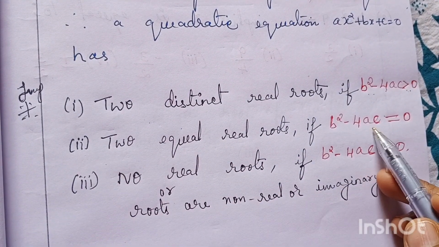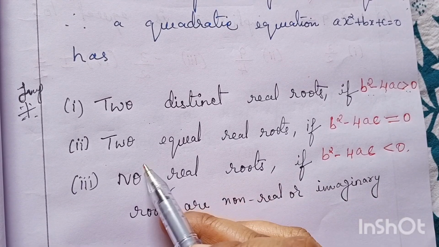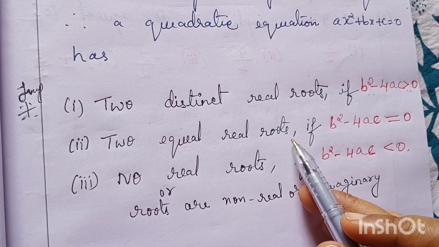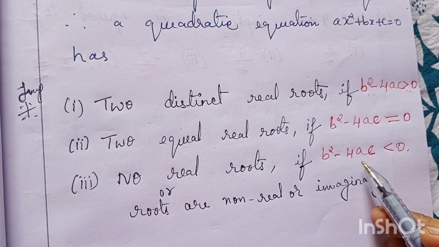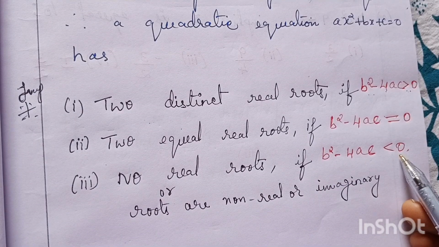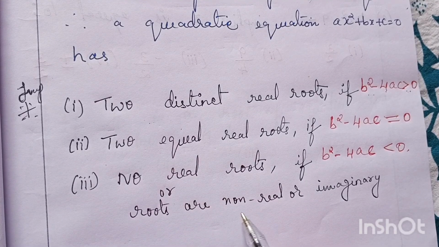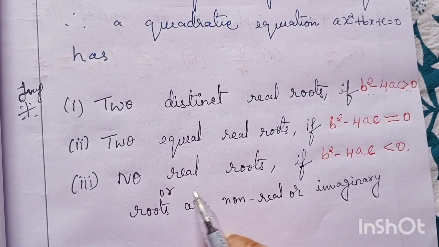If the discriminant is equal to 0, then two equal real roots आते हैं. और हम बोलते हैं इसके लिए 2 equal real roots. और discriminant formula डाल के आपको less than 0 मिल रहे हैं तो the roots are non-real and imaginary, no real roots.